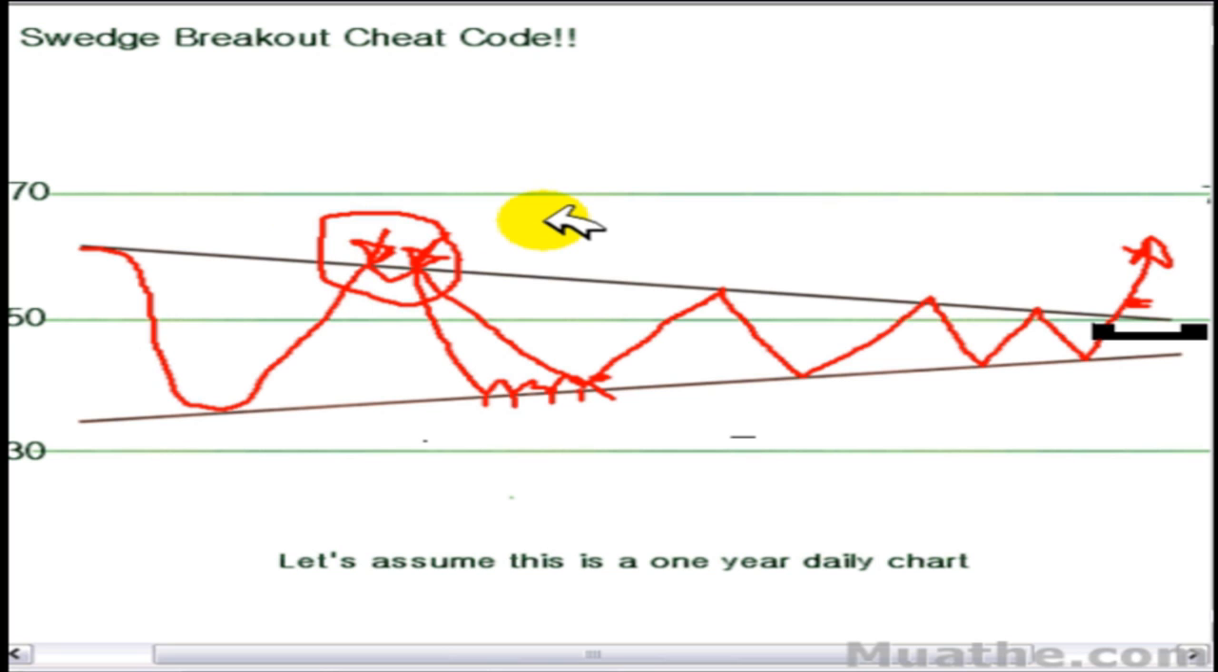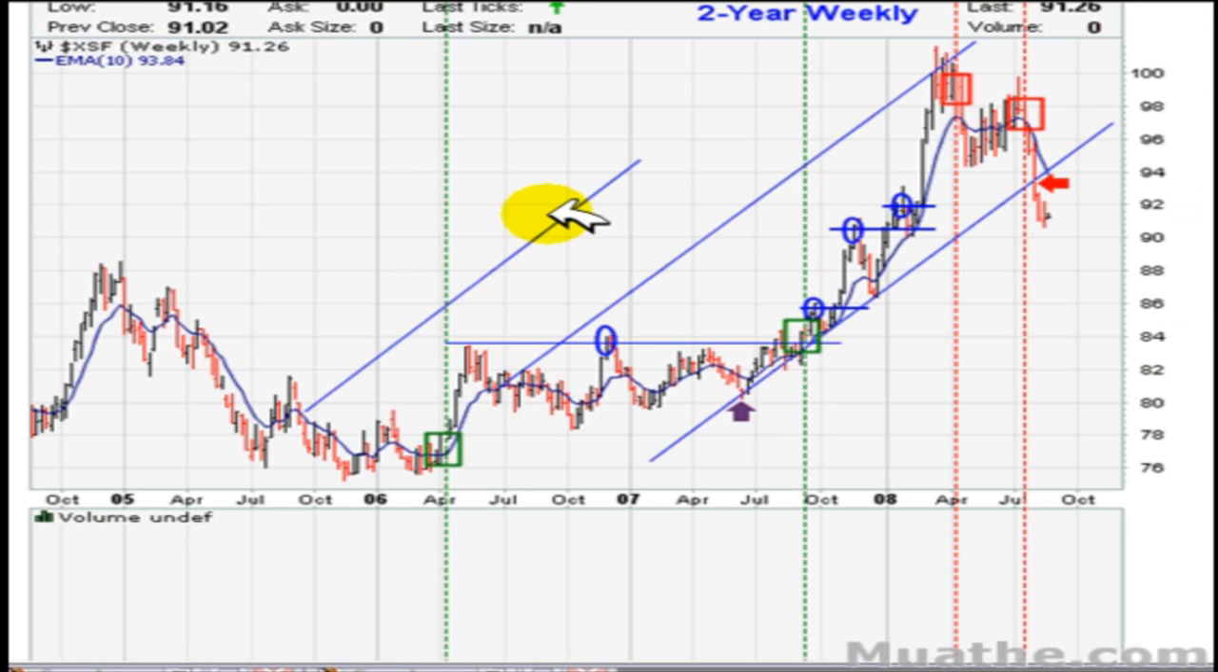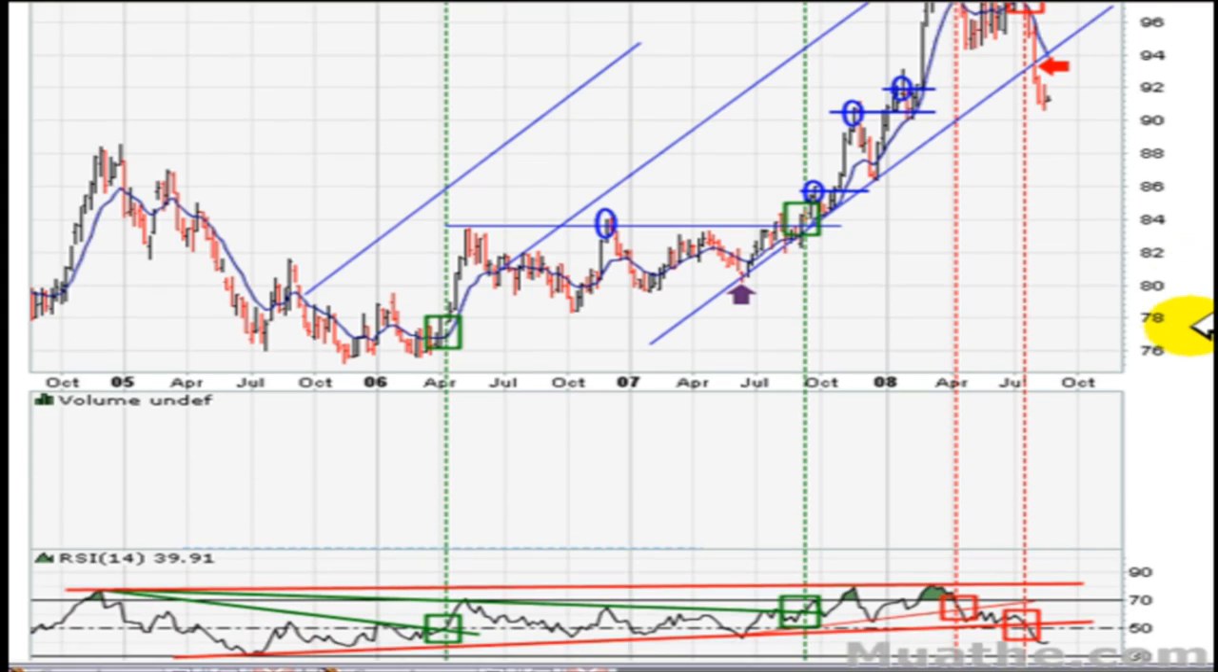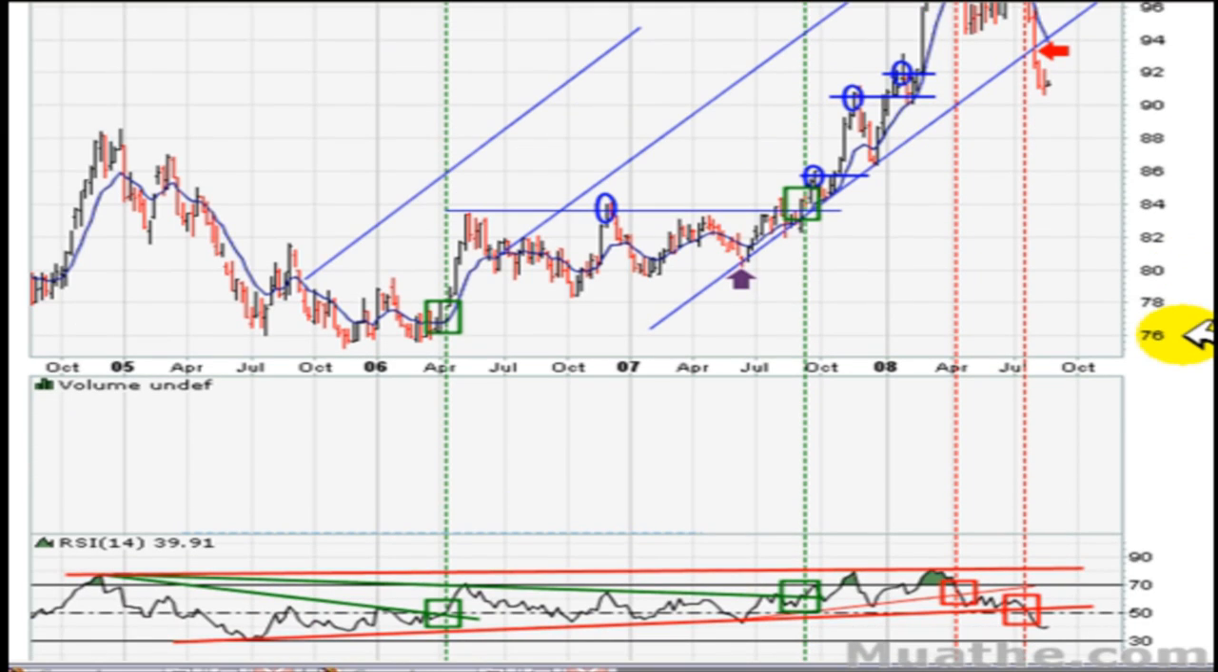Okay, let's look at one example, and it's the Swiss franc. I say this is a 2-year weekly chart, but it's not. I think it's a 4-year weekly chart for the Swiss franc. What we're going to be talking about is, I'm going to throw you off a little bit and look at the RSI swedge breakout cheat code on the flip side, which is on the selling side. So we have these red lines, which form the big wedge, and we know based on this low here and this RSI low here that if we break this red line, then that's a sell signal.